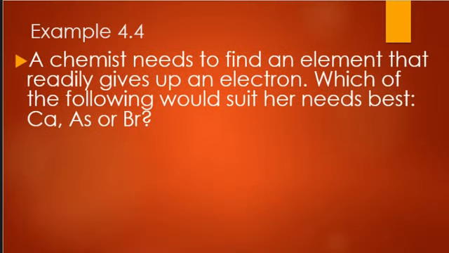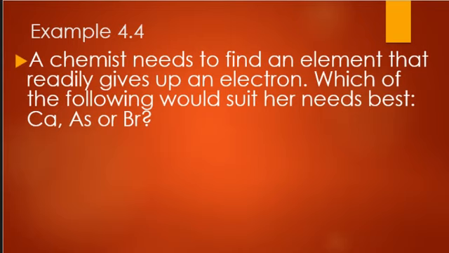All right, a chemist needs to find an element that readily gives up an electron. Which of the following would suit her needs best? So look at your chart. Would calcium, whatever AS is, that astatine? No, that's arsenic, whichever that is. Arsenic or bromine. So check out the chart.